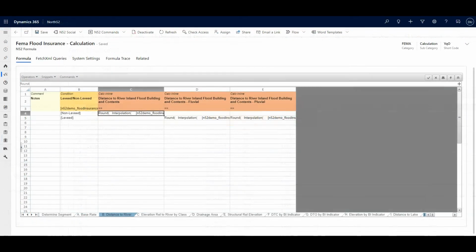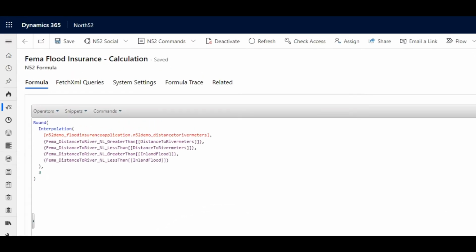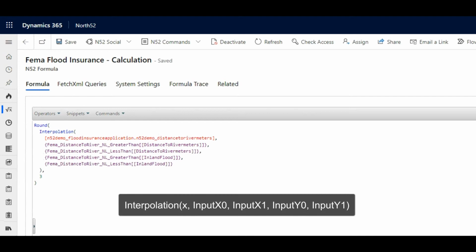So therefore, when determining the rating value for non-levied distance to river, inland flood building and contents, the following calculation is used. The calculation rounds the result of the interpolation calculation to 3 decimal places. The interpolation function takes 5 parameters: x, input x0, input x1, input y0, and input y1. When the formula executes, it retrieves the input values from the xCache data table.